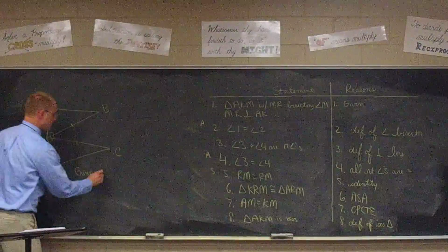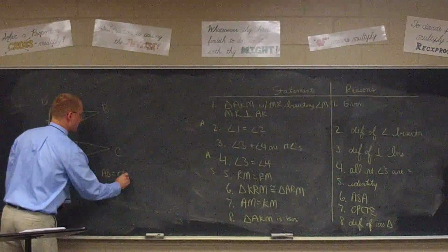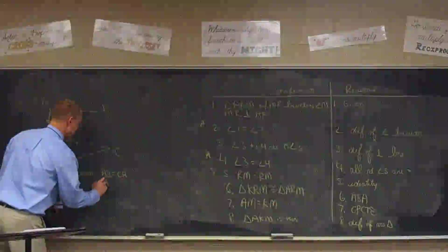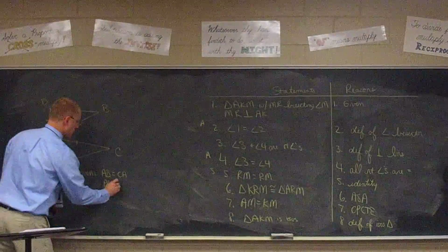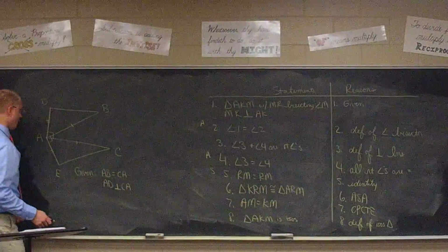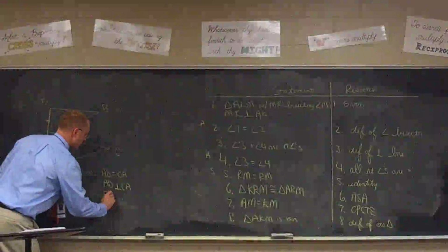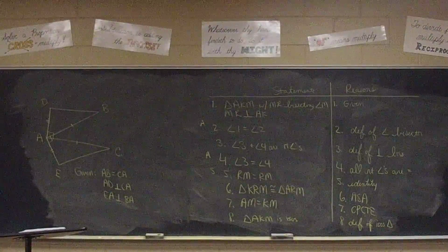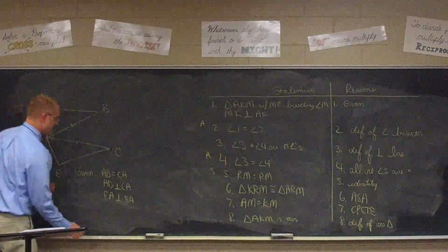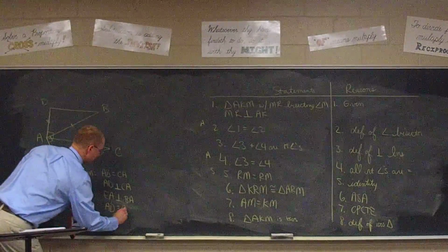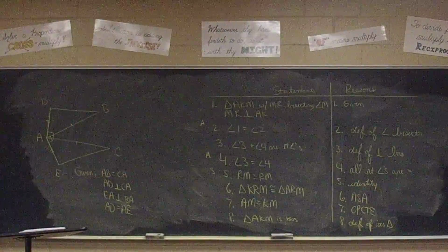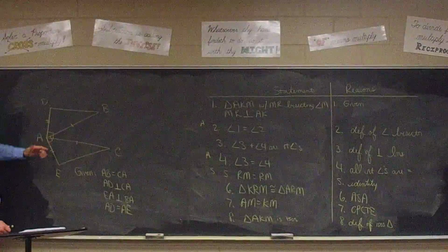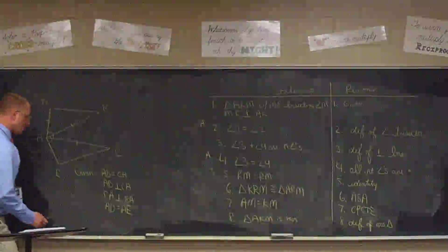We are given that we started with AB and CA equal. We're given that DA, or AD I guess, is perpendicular to CA. We're given that EA is perpendicular to BA. And that these two perpendiculars, AD and AE, are equal. So we got equal lines here, perpendicular to this line, perpendicular to this line, and then the two perpendiculars are equal.